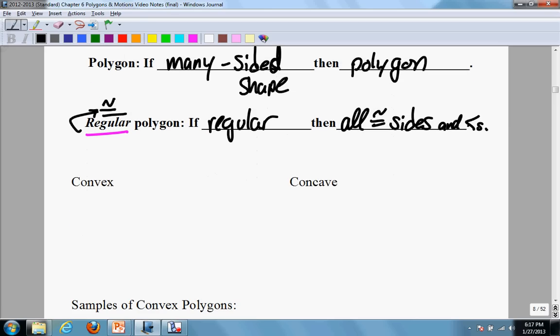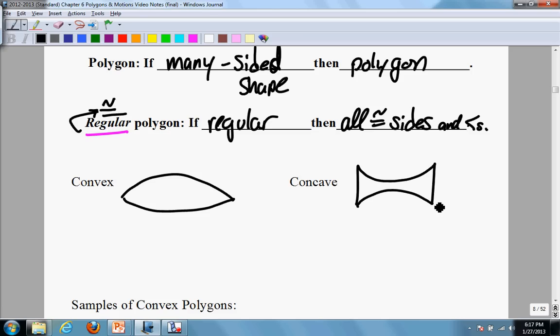Now there's another term that you're going to come across, convex versus concave. You might remember this from science when you study lenses. A convex lens is a lens that bulges outward. A concave lens would be a lens that caves inward. That's convex versus concave.